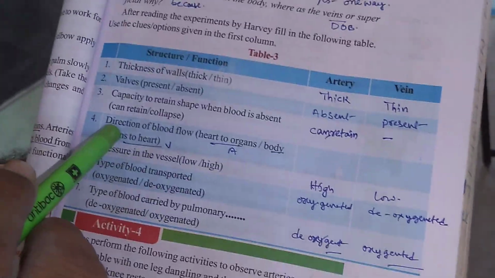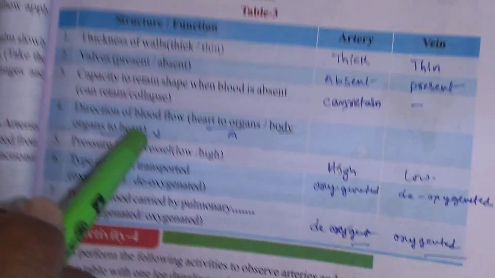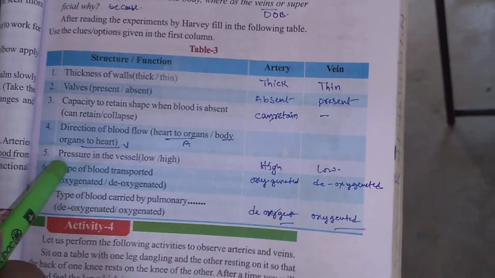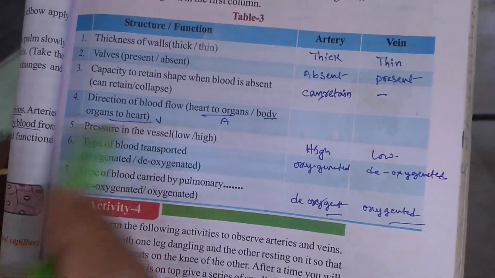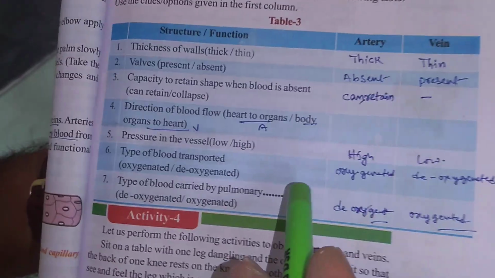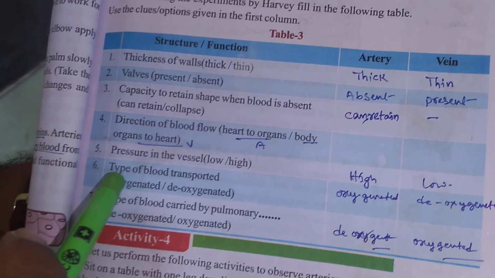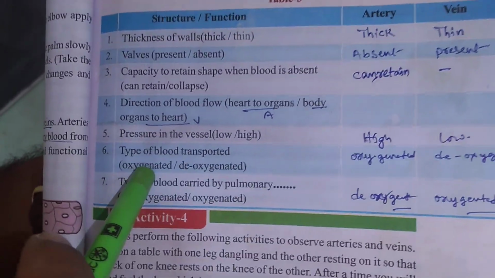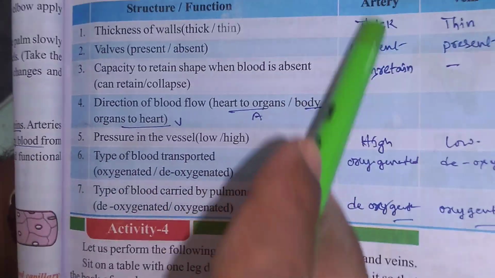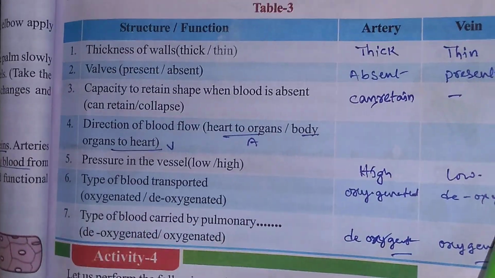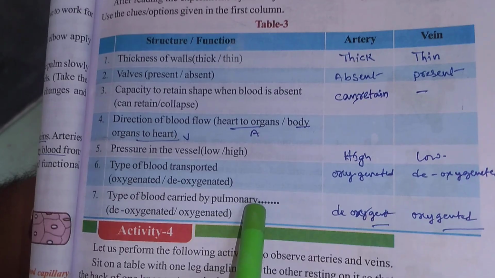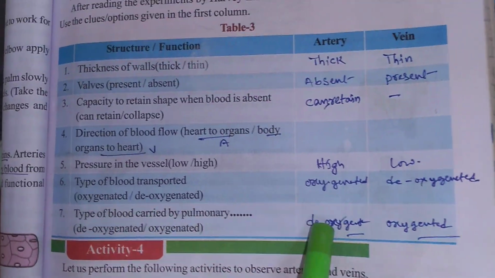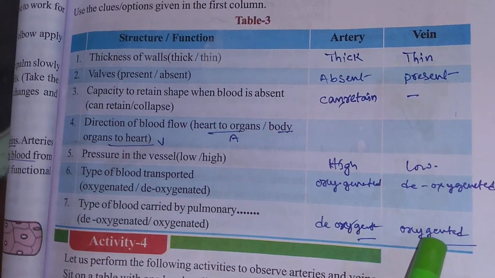Next, direction of blood flow: heart to organs is arteries, and body organs to heart is called, obviously, veins. Next, pressure in the vessels: high pressure in the artery because the heart pumps the blood into the arteries. Next, type of blood transported: oxygenated blood in the artery, deoxygenated blood in the veins. Next, the type of blood carried in the pulmonary vessels: the pulmonary artery carries deoxygenated blood, whereas the pulmonary vein carries oxygenated blood.